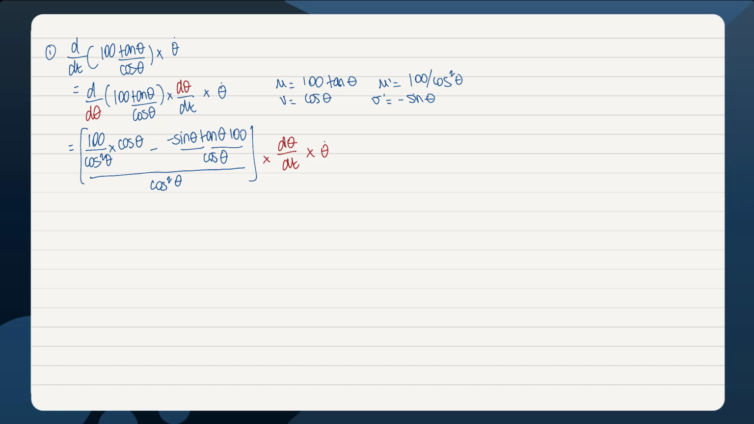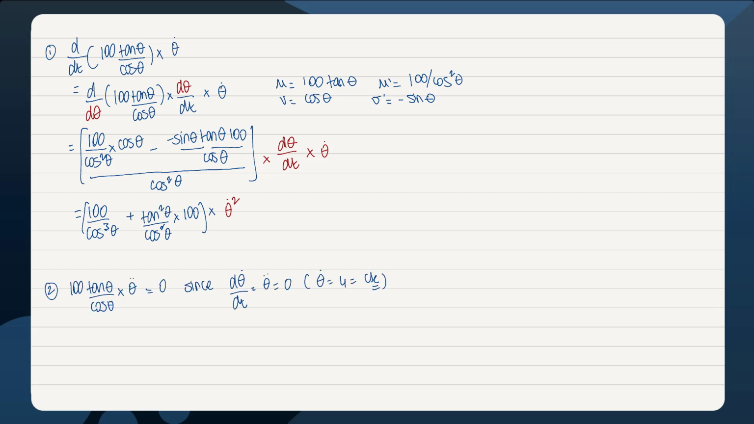And now noticing that d theta over dt is equal to theta dot, we clearly have theta dot times theta dot, and that's theta dot squared. Again, simplifying the first term, we'll end up with the expression shown here. So we were able to expand the first term. Let us now expand the second term.